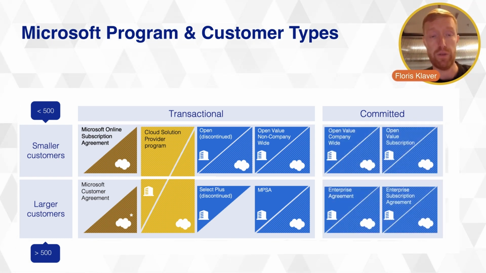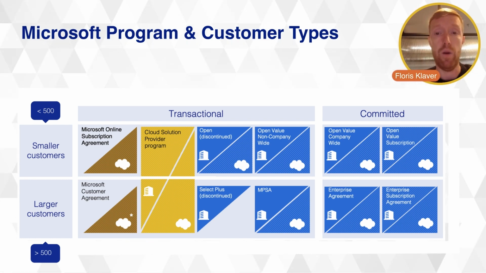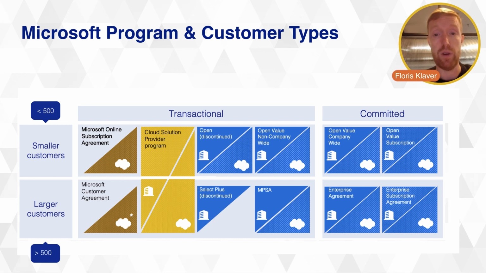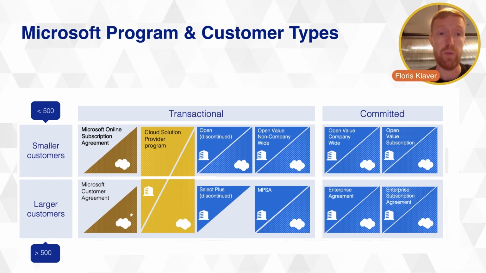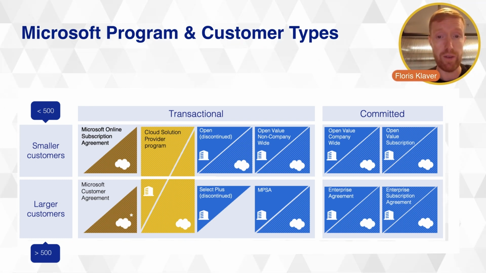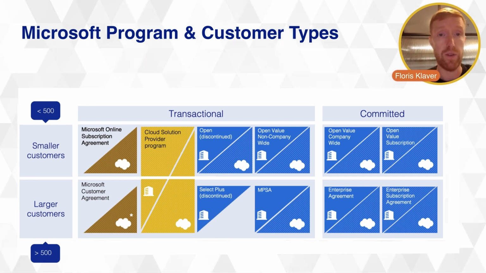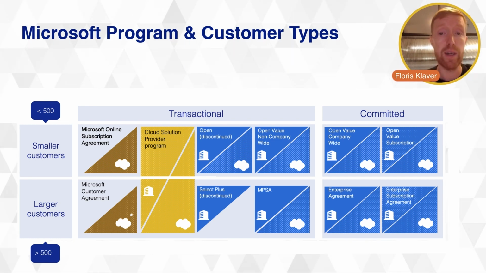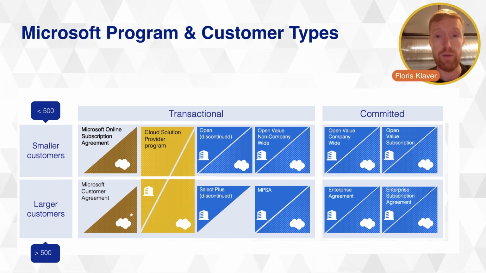And the committed offers means that there's certain rules that you are stuck with on what you can or cannot purchase. So for instance, if you are a large customer and you want an enterprise agreement, you need a minimum of 500 users or devices that you want to license with a certain set of Microsoft software or cloud services. Otherwise, you cannot do this because you don't adhere to the threshold for that program.